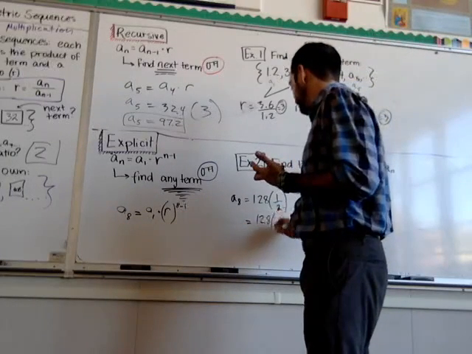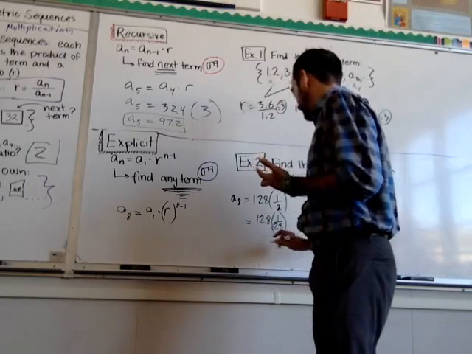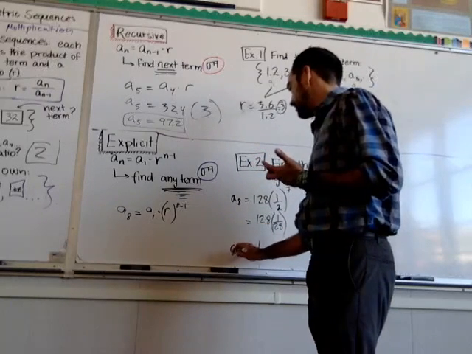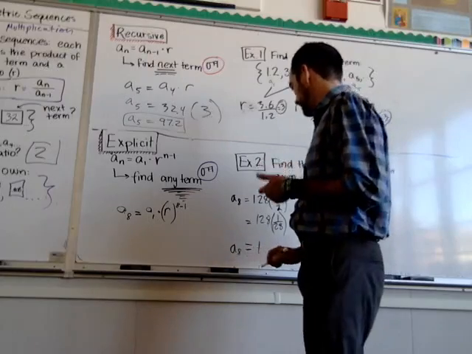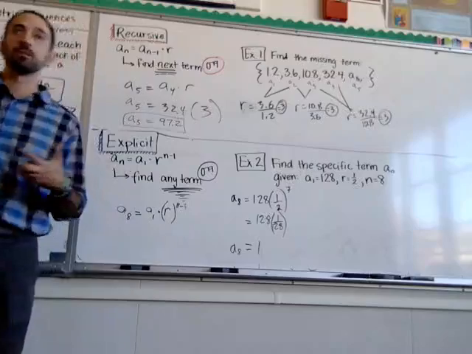Good. It's 1. So we get an answer of 1. 128 times 1 over 128 is 1.